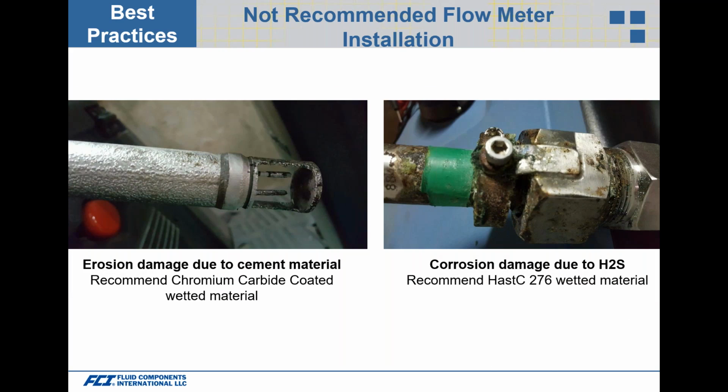And then erosion, damage due to, let's say, cement material. Here you see a probe on the left-hand side, and you can see there's a lot of corrosion or erosion on that probe itself. There is an alternative available. Some manufacturers use a chromium carbide coating, and that provides protection against any kind of erosion that can occur on the probe itself. It's an alternative.